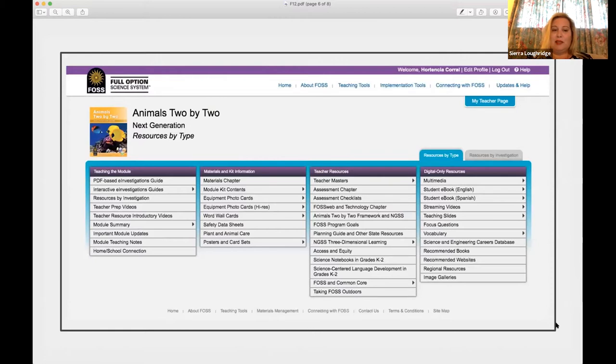So Animals 2x2, this is a first grade unit. All the first grade units are very developmentally appropriate. Animals 2x2, Sound and Light, all positive things that we want our kids to do because we would like them to go outside and explore the world around them and make those connections really explicit. This page that you're seeing now kind of shows you that not only do all kids have access to the teacher videos, but there's teacher prep videos, there's ebooks in Spanish, there's focus questions, and there's just a lot of different materials that are both virtual and in print. Next slide, please.